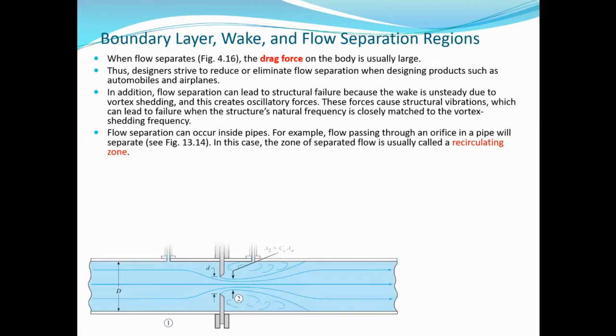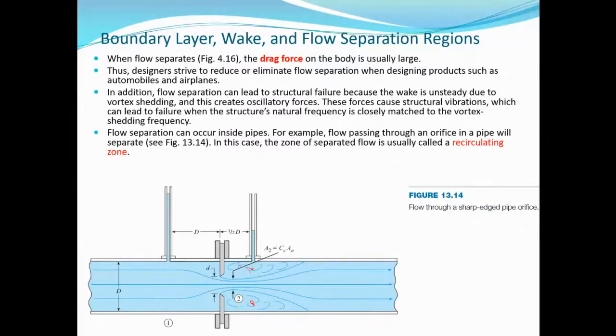Flow separation can occur even inside pipes. In this example, we have flow passing through an orifice in a pipe, and it will separate. This is an example of an orifice meter. You have a pipe in which you have an orifice. When the flow is passing through, it separates. This is the wake region. The zone of separated flow is usually called a recirculating zone.